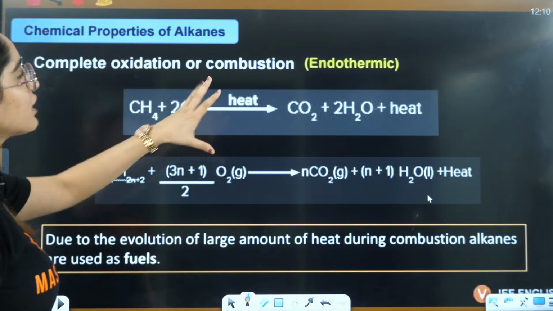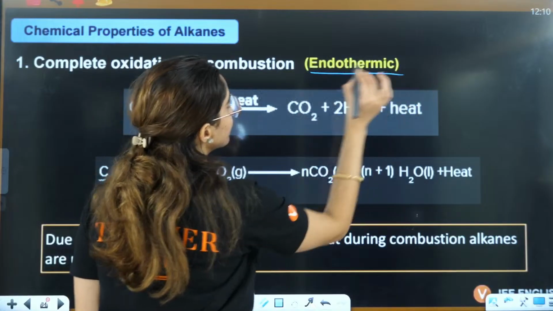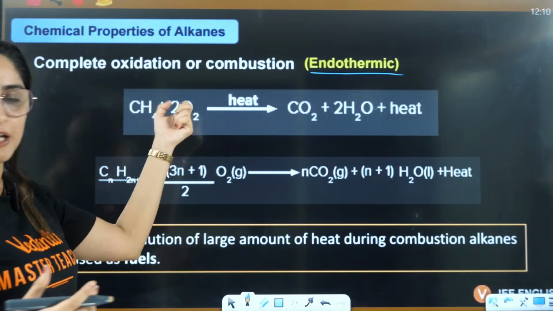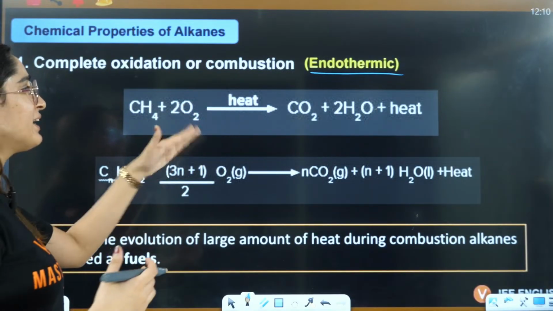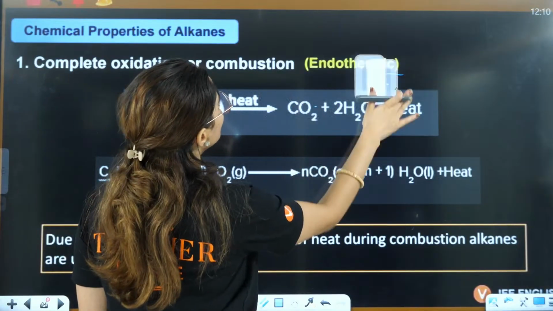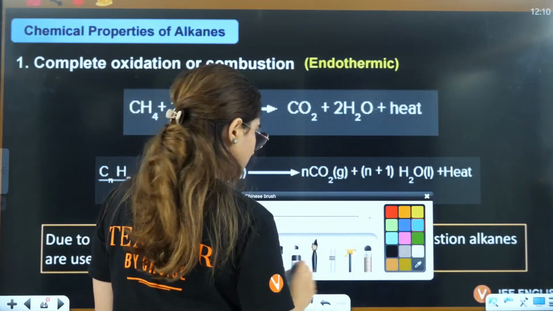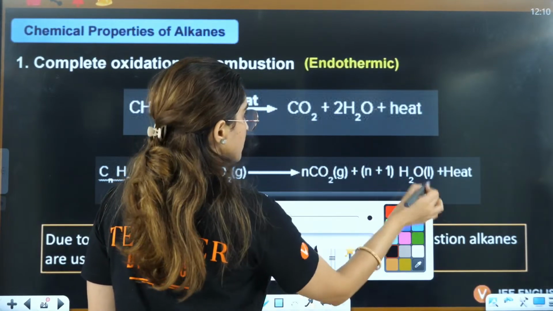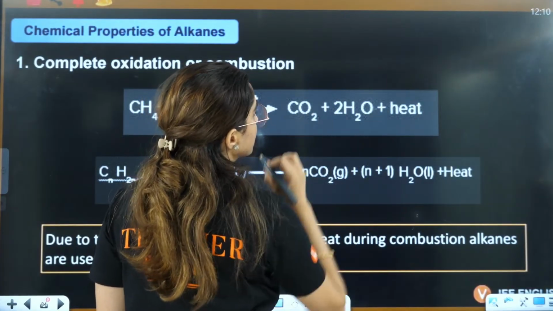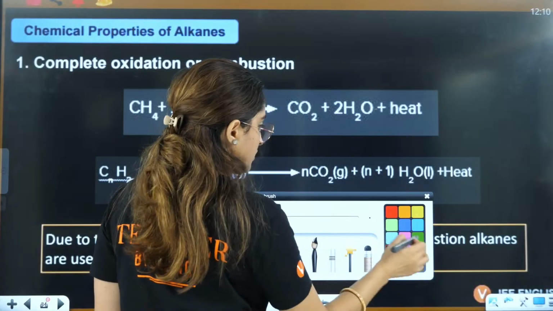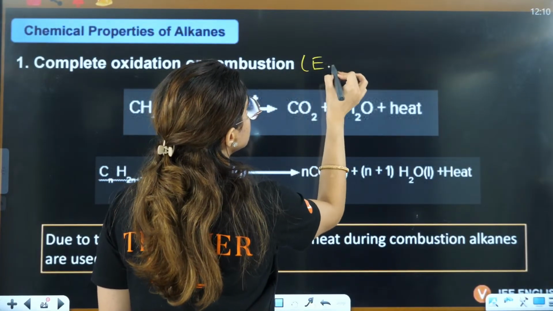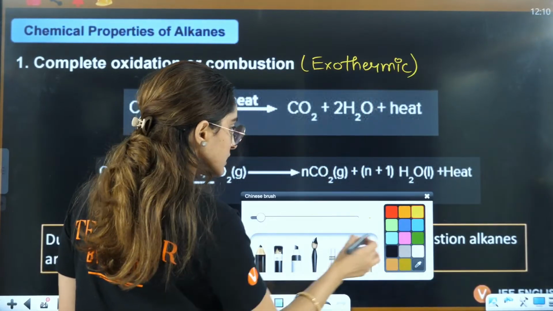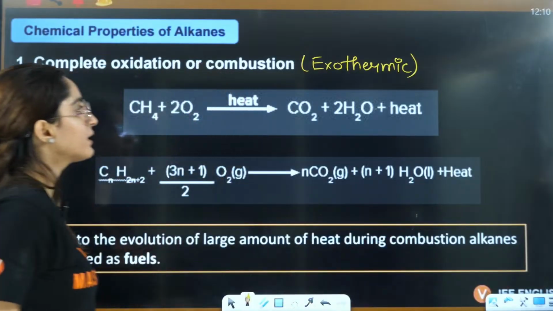So complete oxidation or combustion, that is an endothermic reaction. That means if you provide oxygen to a hydrocarbon and you heat it, the products are... wait a minute, combustion is not endothermic, this is exothermic. Okay, this is exothermic. So combustion is exothermic in nature.